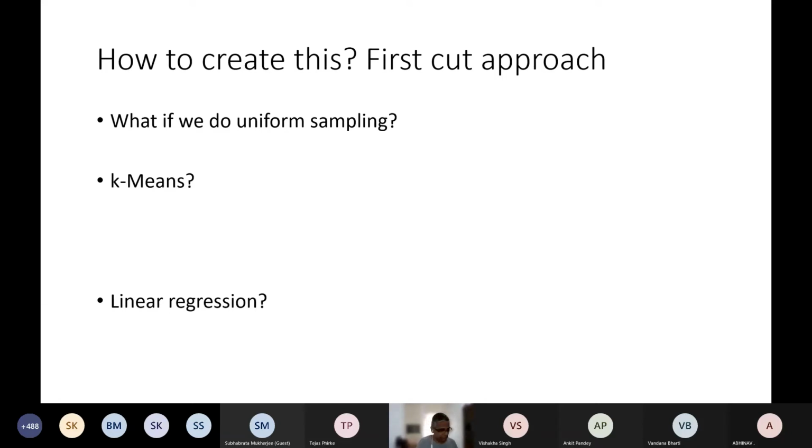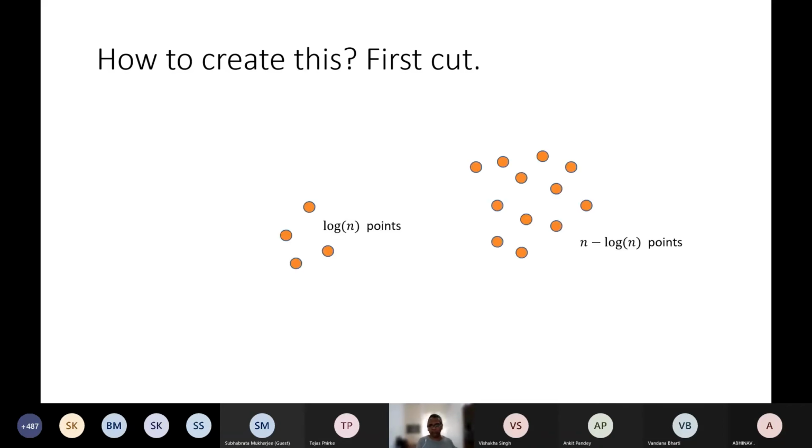Okay. So let's do at least a couple of, only half an hour. How to create this fast coreset approach? I don't know if we'll be able to cover both k-means and linear regression. Let's do k-means. What if we do uniform sampling? Because I promised you uniform sampling works.